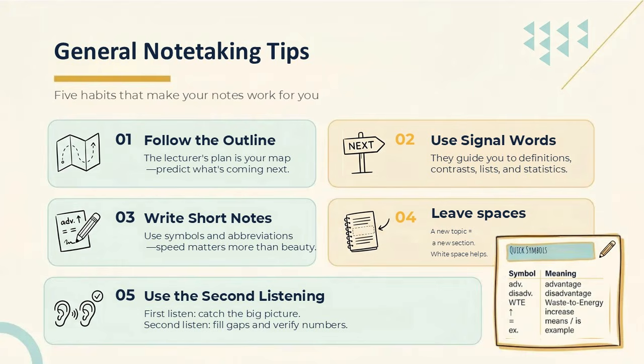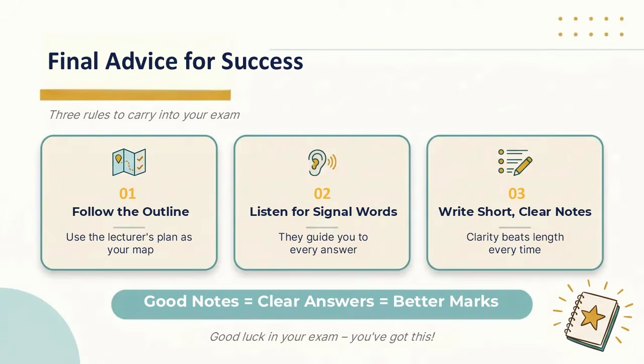Fourth, leave spaces between sections. If the lecture moves from definition to history, start a new line. If it moves from advantages to disadvantages, start a new section. Fifth, use the second listening wisely. In the first listening, try to understand the general meaning and write the main points. In the second listening, complete missing details, check numbers, and correct spelling.